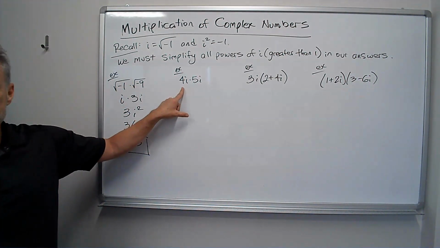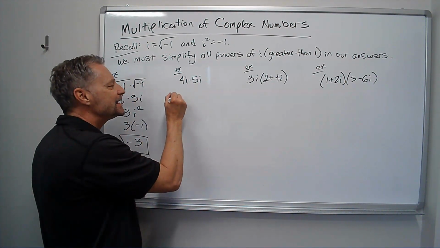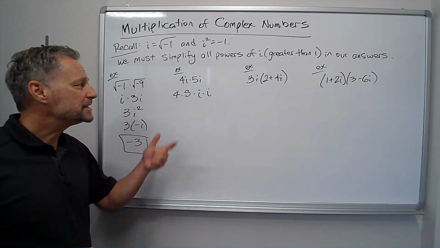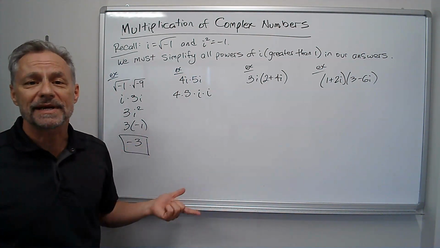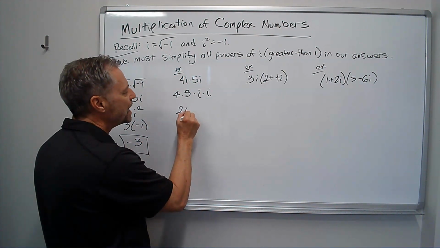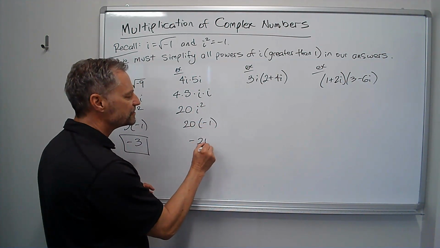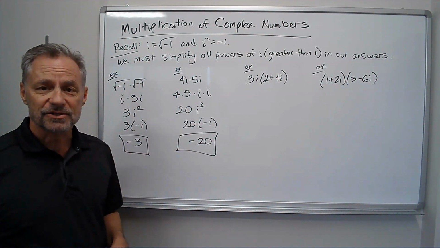Okay, and then similarly, the 4i and the 5i. In our brains, we're just saying, oh, it's 4 times 5 and it's i times i. But just like 4x times 5x would be 20x squared, this is going to be 20i squared. And then again, same thing, i squared is -1, so -20 is my answer.